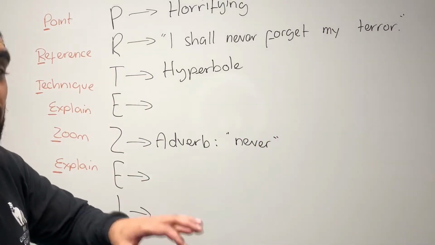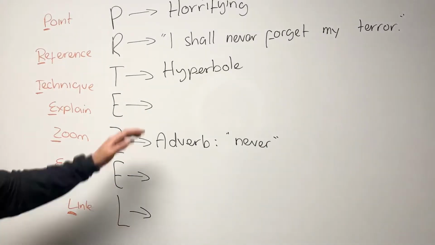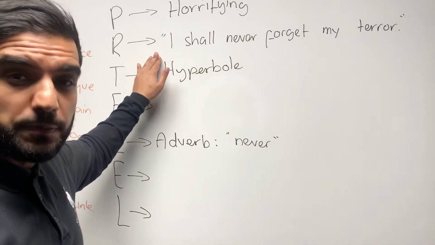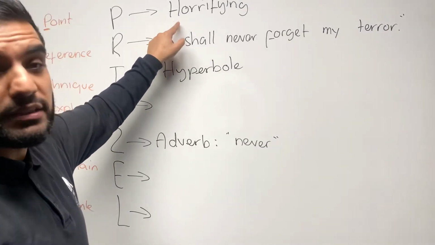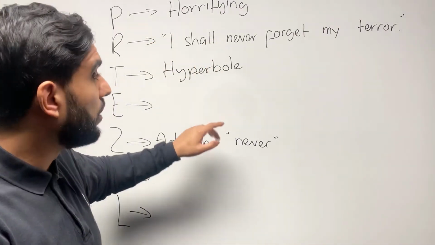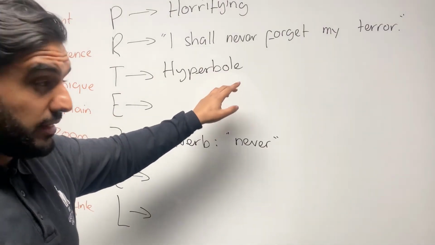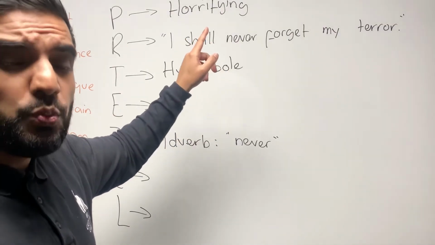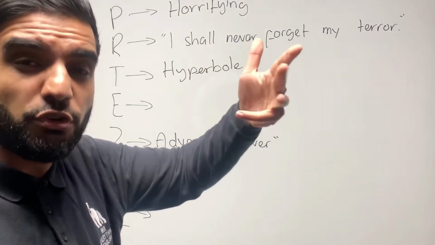So this is how the pretzel paragraph plan works. You put the pretzel down the side. The first thing you do is find your quote. Then you decide, what am I going to be saying about this quote? Then you decide, what can I find in the quote? A technique is first, which is a hyperbole. Then you want to zoom in. We zoom into a word or phrase, meaning a noun, a verb, an adjective, or an adverb.